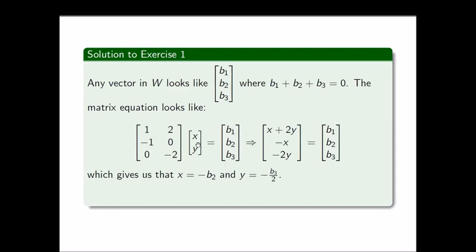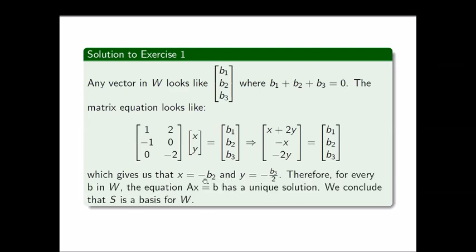When we multiply the matrix and the vector on the left, we get this equality of vectors, and just by equation 2 and equation 3, we get that x is minus b2 and y is minus b3 over b2. And these choices of x and y also satisfy the first equation. Therefore, for every b in W, the equation Ax equal to b has a unique solution in terms of b2 and b3. So we conclude that S is a basis for W.